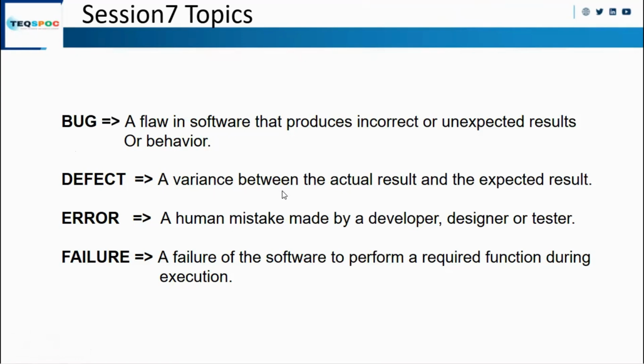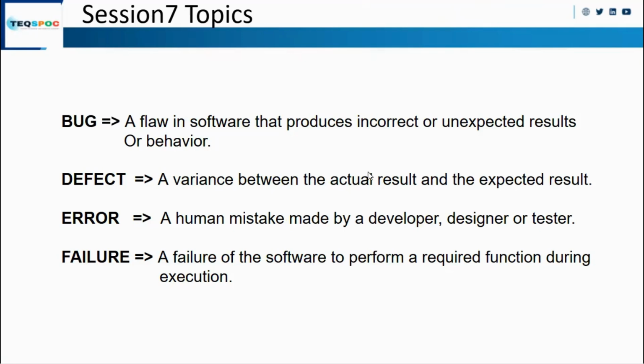Coming to the next, what is a defect? A variance between the actual result and the expected result is a defect. For example, you have hit a ball in such a way that you think it will cross the boundary and be a 6, but the actual result is that it does not cross the boundary and it is a 4. That is the defect, the difference between the actual and expected result.